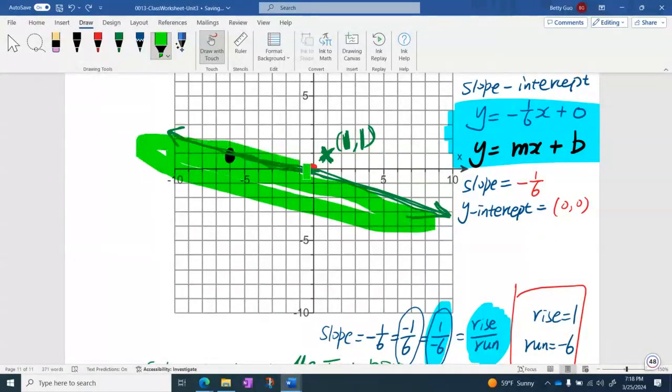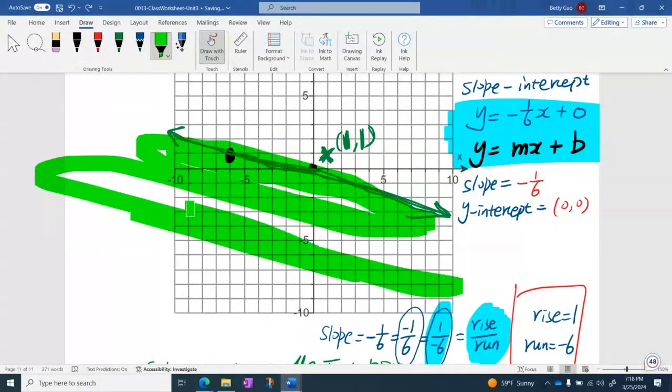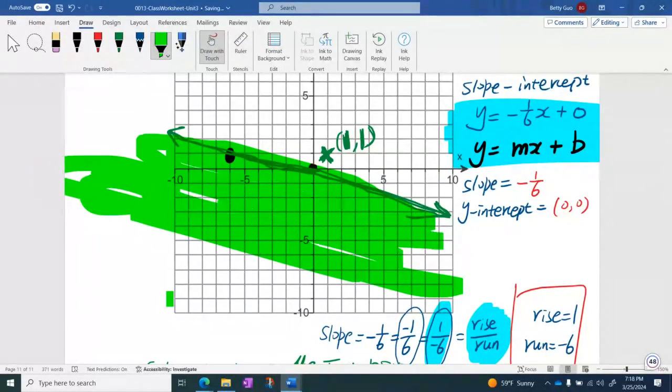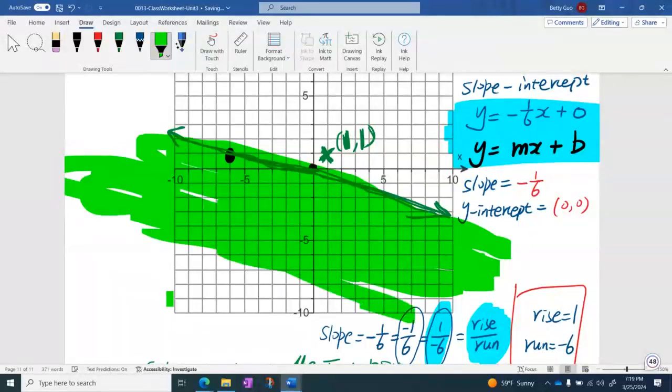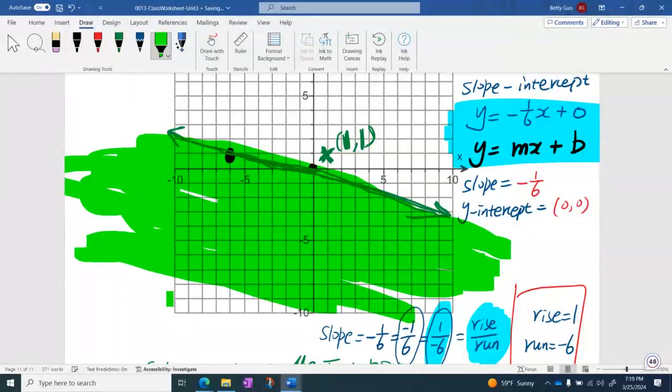We're gonna shade the region below. All the points below the boundary line are solutions of the inequality.